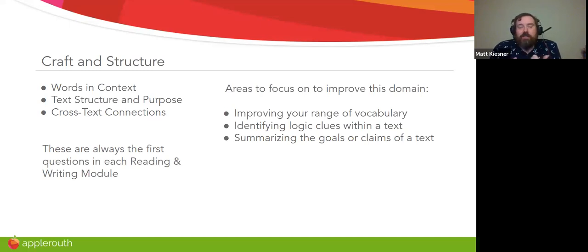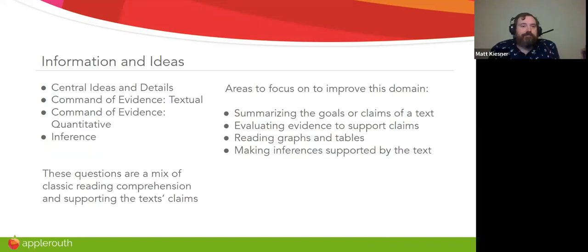And then for those last two especially, it's about being able to summarize the goals and claims of a text. The cross-text connections is always one comparing what one author thinks about another author's idea. And then text structure and purpose, like what was the goal of this passage or poem or something. It could be all kinds of things on there. So those are my suggestions for that.